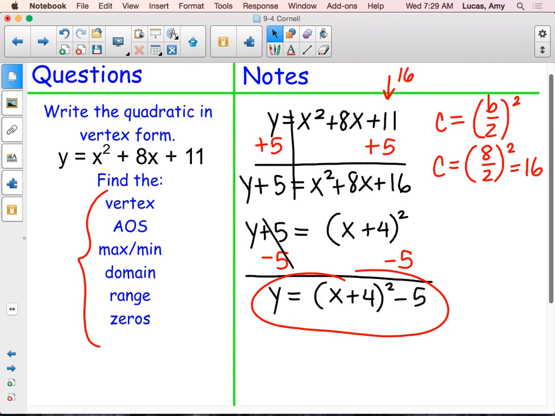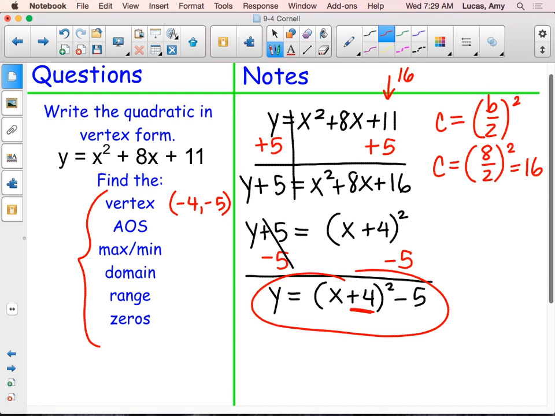So, my vertex, I'm just going to write these on the side. My vertex would be -4, -5, because it's the opposite of the one in the parentheses. That makes my AOS x equals -4. I know that because the value of A, way up here at the top, A equals +1. So that means that my parabola has to open up when A is positive. So I've got a minimum for the vertex.